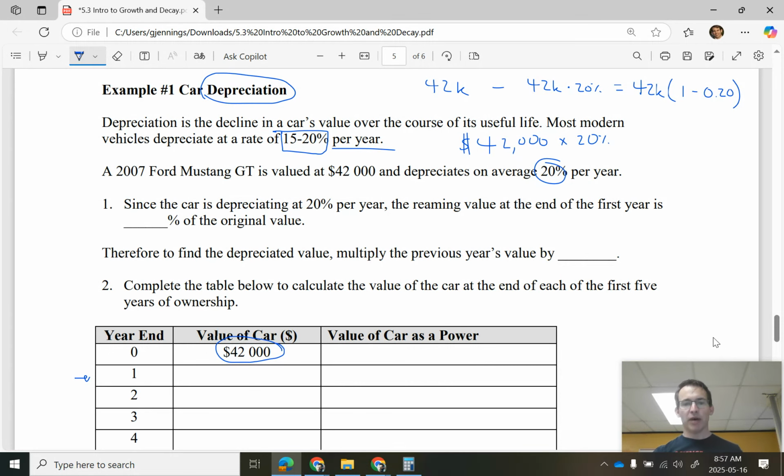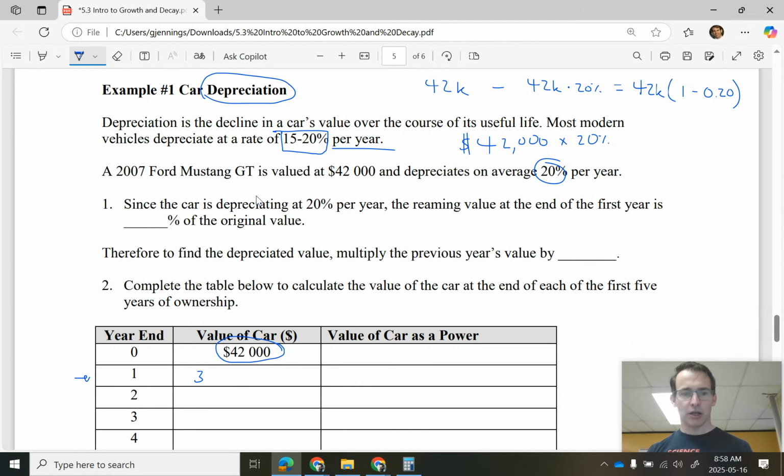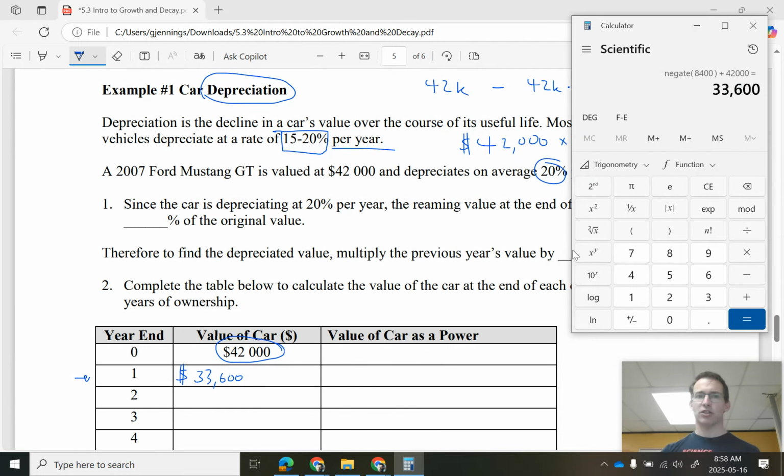So let's try both methods and see what happens on our calculators, okay? So I take 42,000, multiply by 0.2. This is how much it's losing, right? $8,400. I'm going to just turn that negative and add it back into 42,000. There we go. So we would have a new value of 33,600. Just going to write that down here. $33,600. That's kind of depressing because it's depreciation.